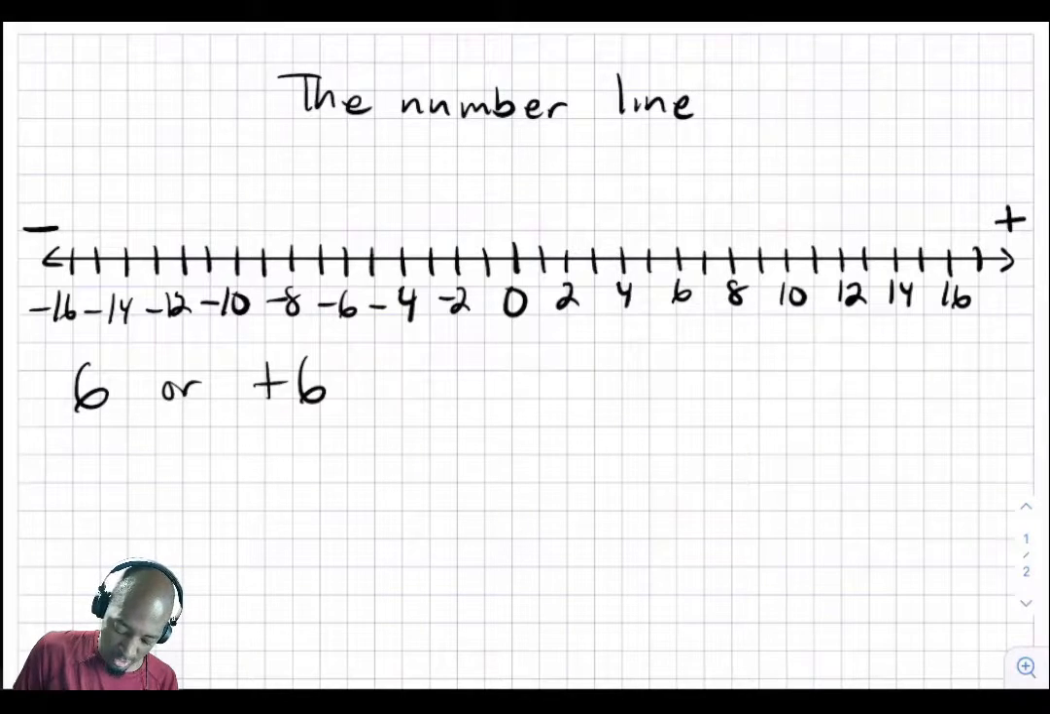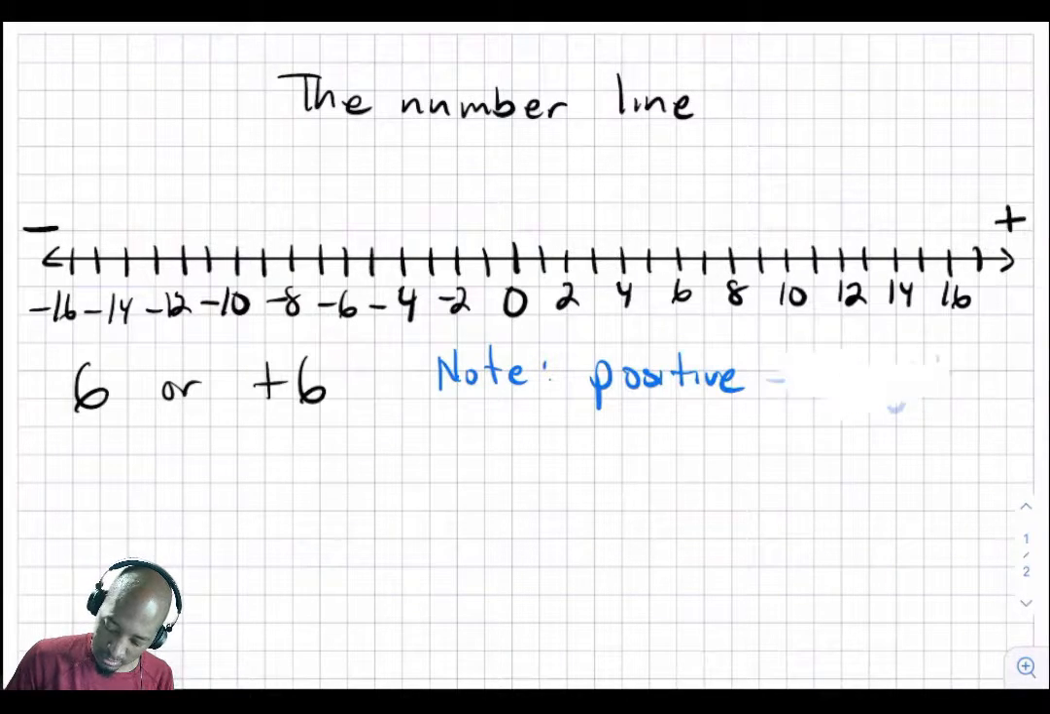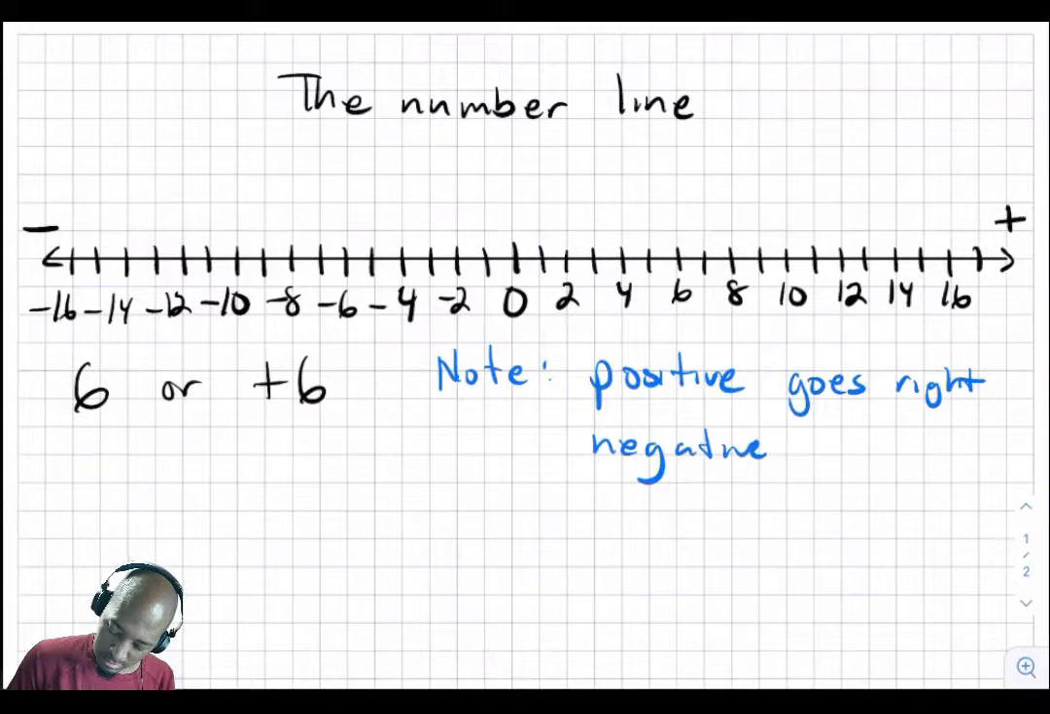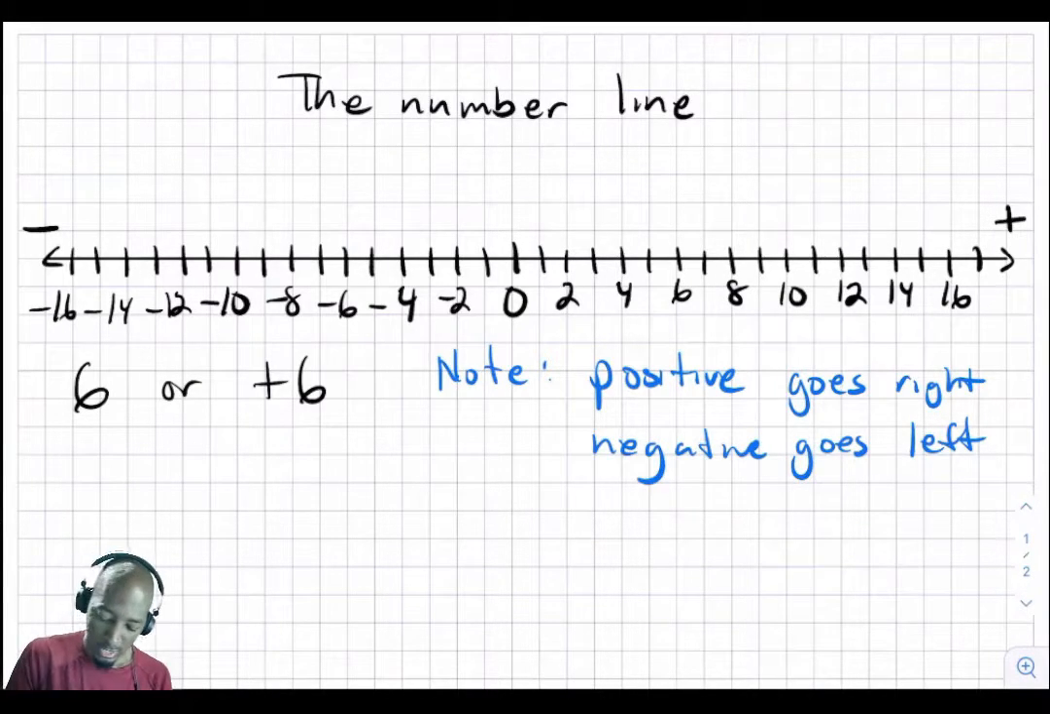All right. So I'll write that out here. So here's a side note. Okay. So positive goes right. Negative goes left. Okay. All right. Positive right, negative left. So again, we can look at these symbols as simply directional.